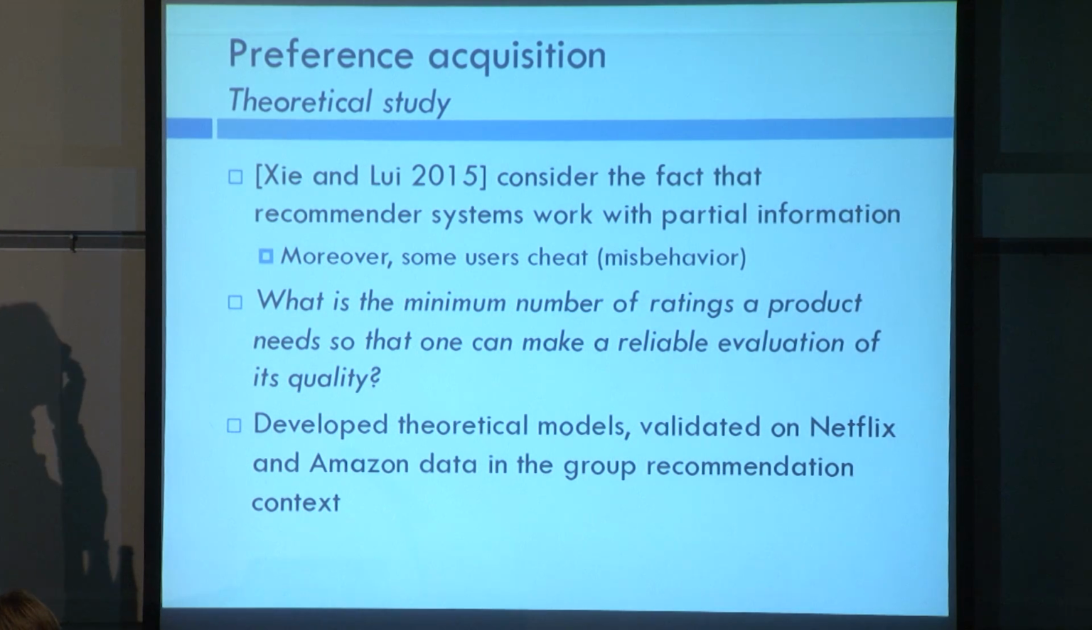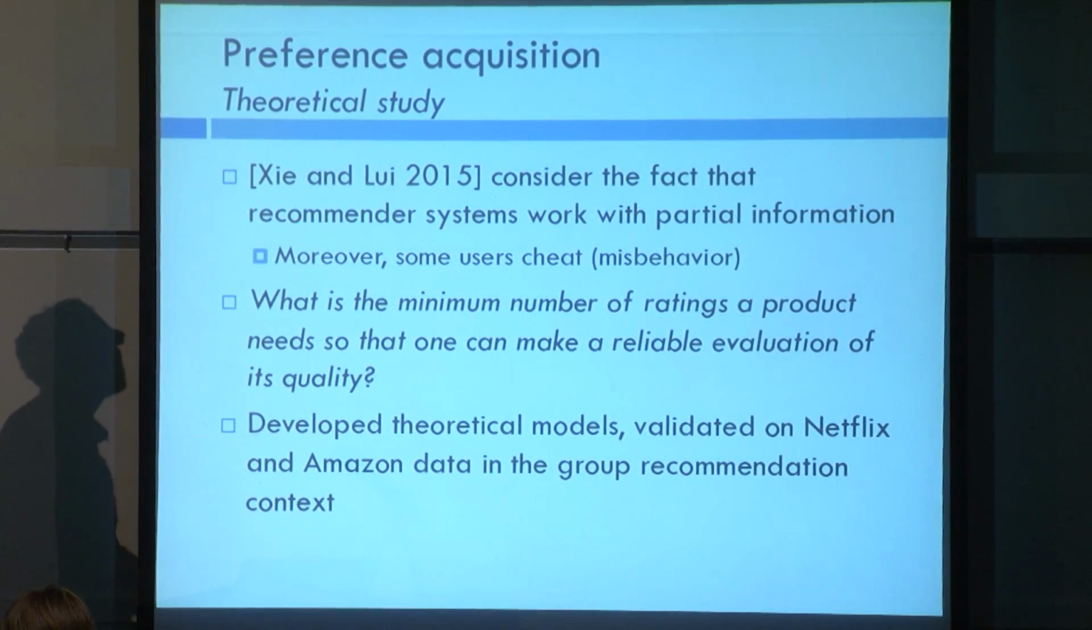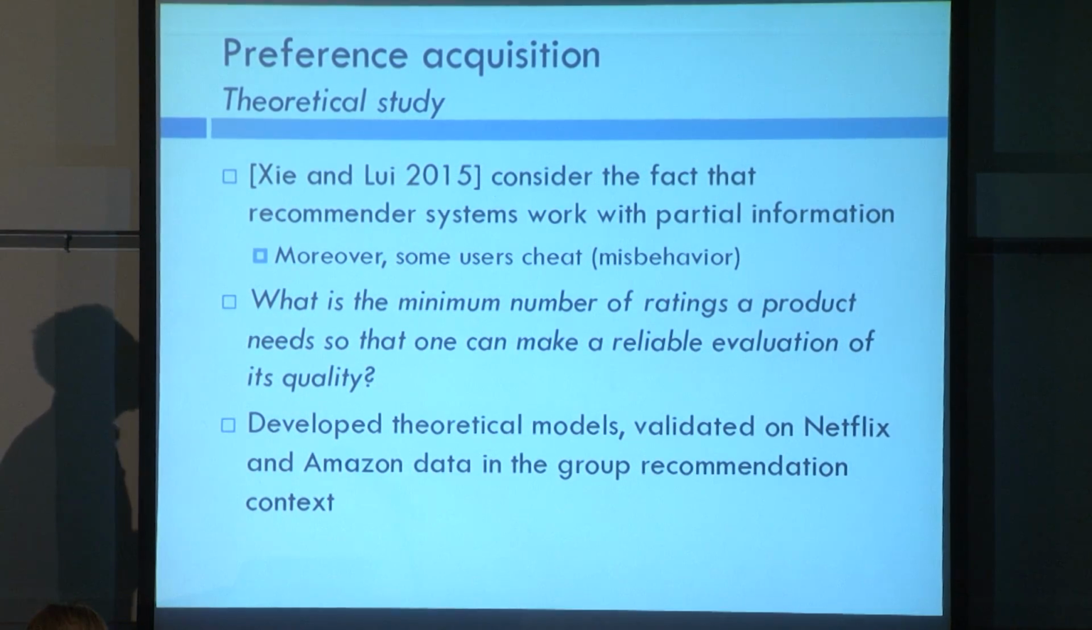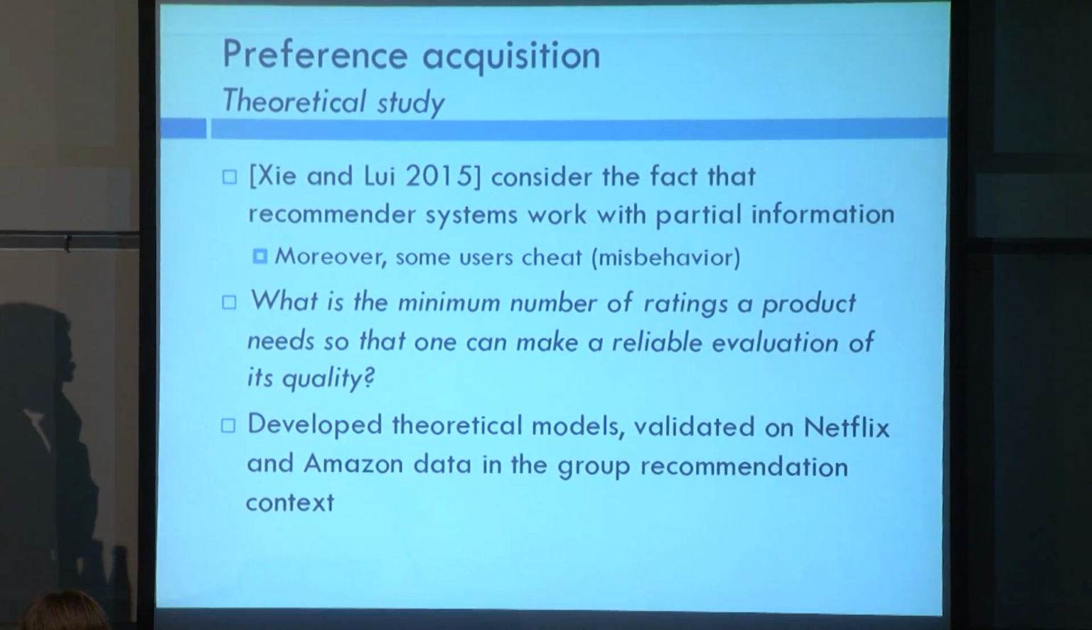Then there's this interesting theoretical study which has been performed on the preference acquisition domain, which was published last year. The authors in this paper consider the fact that usually recommender systems work with partial information, and moreover, some users cheat. So there's some kind of misbehavior that the system should consider. So the authors ask themselves, what is the minimum number of ratings that a product needs so that one can make a reliable evaluation of its quality?